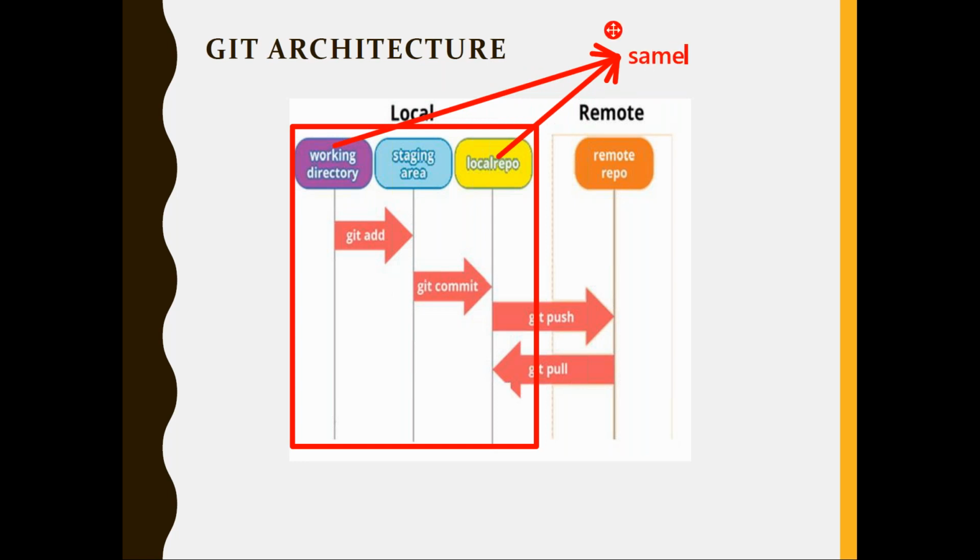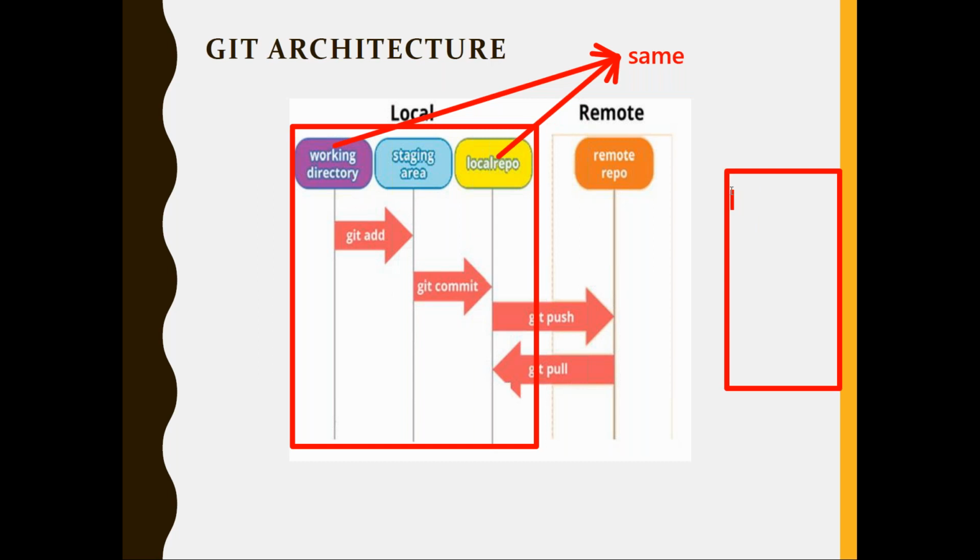Then you may be questioning me, why are you saying working directory and local repository? Logically, they are different. How logically can they be different? See here, let's suppose this is a folder. This is the local repository or working directory, whatever you call it.